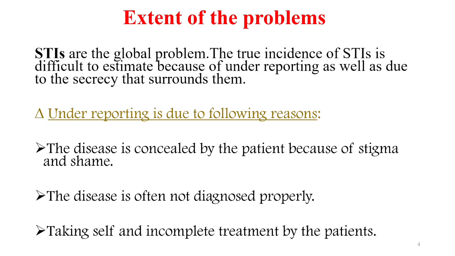Now come to the extent of the problems. STIs are a global problem. The true incidence of STIs is difficult to estimate because of underreporting, as well as due to the secrecy that surrounds them. Here are some reasons behind this underreporting. First of all, the disease is concealed by the patient because of stigma and shame. The disease is often not diagnosed properly, and the patient takes self and incomplete treatment. So these are the main reasons behind underreporting.